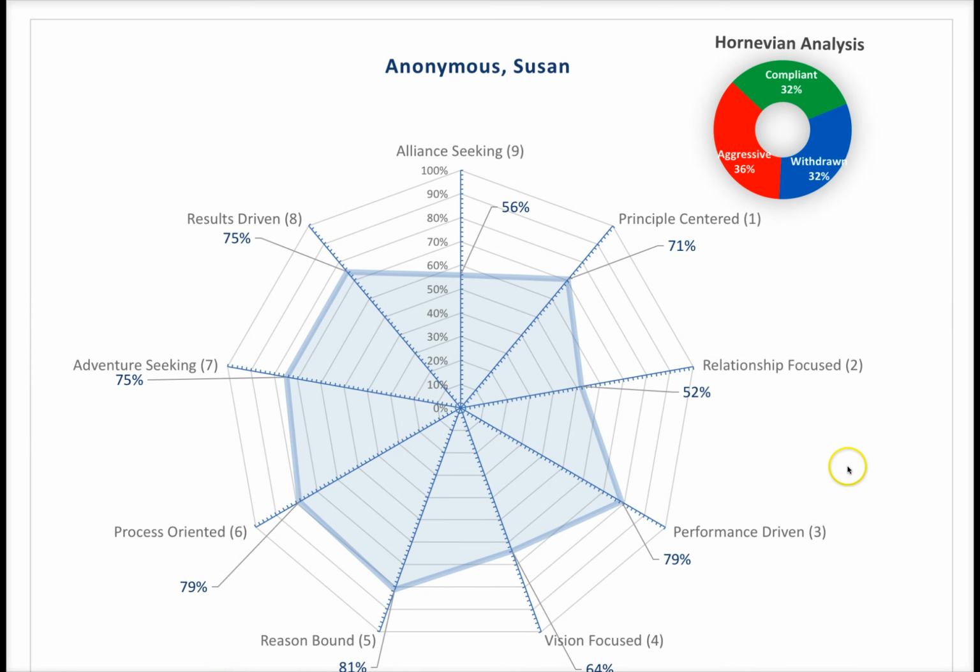And then I'm using a spider diagram to illustrate a particular person's scores. This is Susan Anonymous, one of my former students, and these are her scores on this particular profile. We're not talking about the profile in depth for the purpose of our class. At some point before the end of the semester, I may get into it more if you're interested.